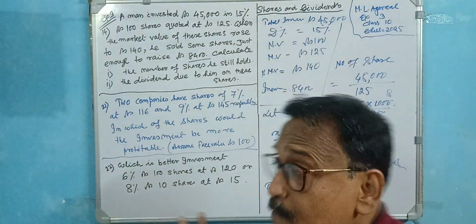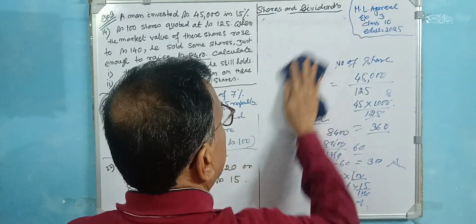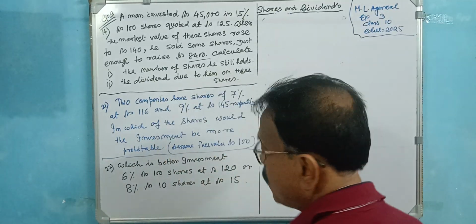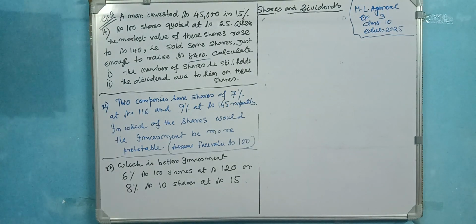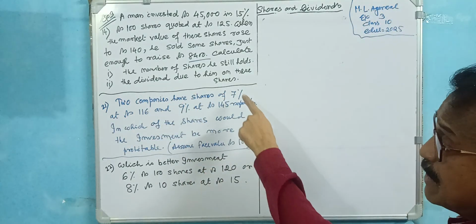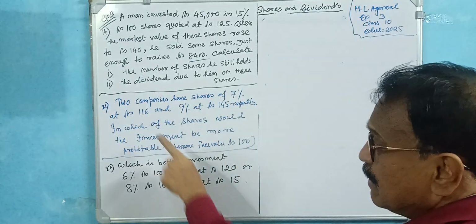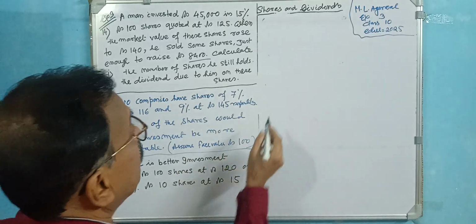Okay, is it clear to you? Very interesting. Now the next sum. This is a very important question. There are two ways you can solve it. One is very interesting. Two companies have shares, A and B, with 7% dividend, and here assume the face value.